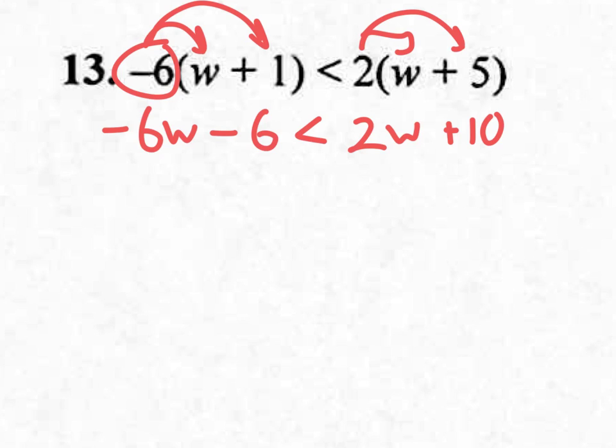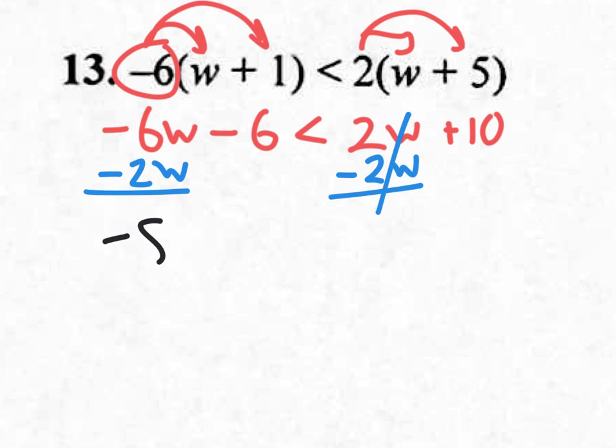Okay? So let's continue solving this. I need to get the w's by itself on one side, and they're obviously on both sides of this inequality. So I want to get rid of the 2w by subtracting 2w. And of course, whatever I do to one side, I'm going to do to the other, subtract 2w. I end up with the new inequality that says negative 8w. Bring down the minus 6, bring down the less than, bring down the 10. There's my new inequality in black.